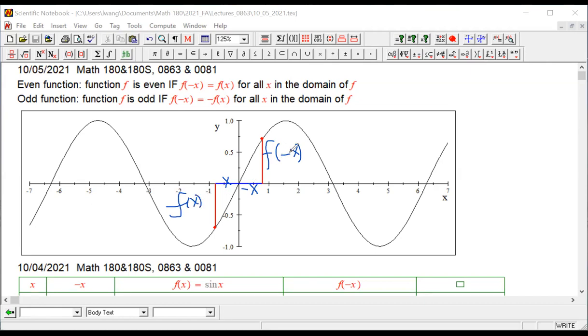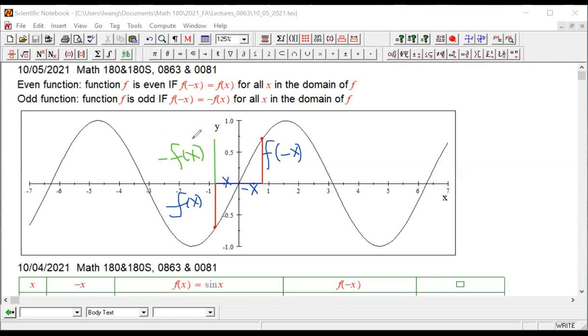Okay, so these two are opposite to each other. If I put a negative sign in front of f of x, what will happen is that if I put a negative sign in front of the red, it will become the green because it's the opposite. In that case, that's going to be negative of f of x. You guys see that? That's the feature of an odd function.